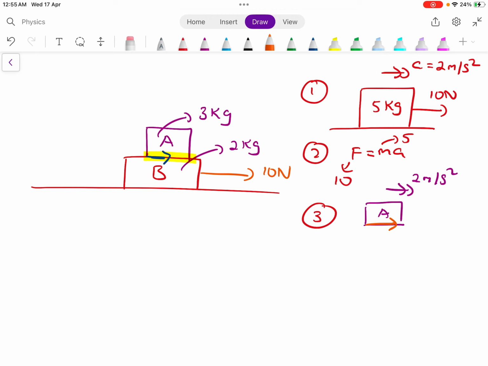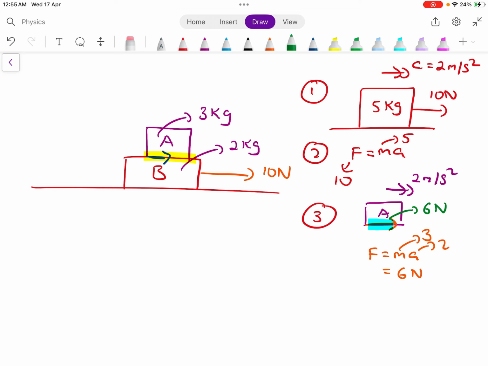So how do I determine the friction force? I simply use F equals ma again. My a, I know, is 2, and my m is 3. So the resultant force is 3 times 2, 6 Newton. The only force acting on object A in the horizontal direction is the friction force, meaning that this friction force is 6 Newton.